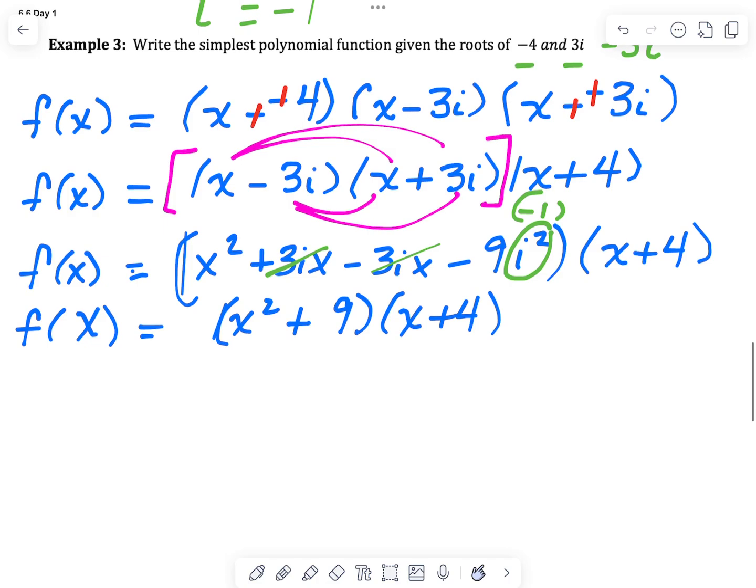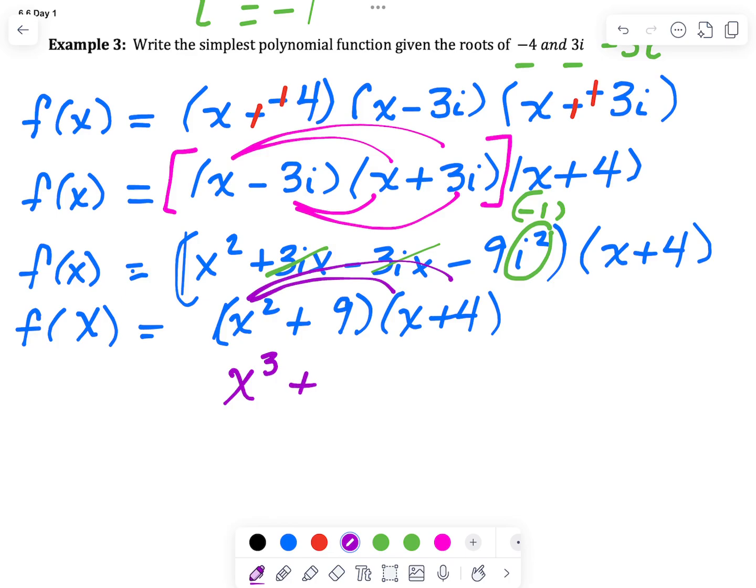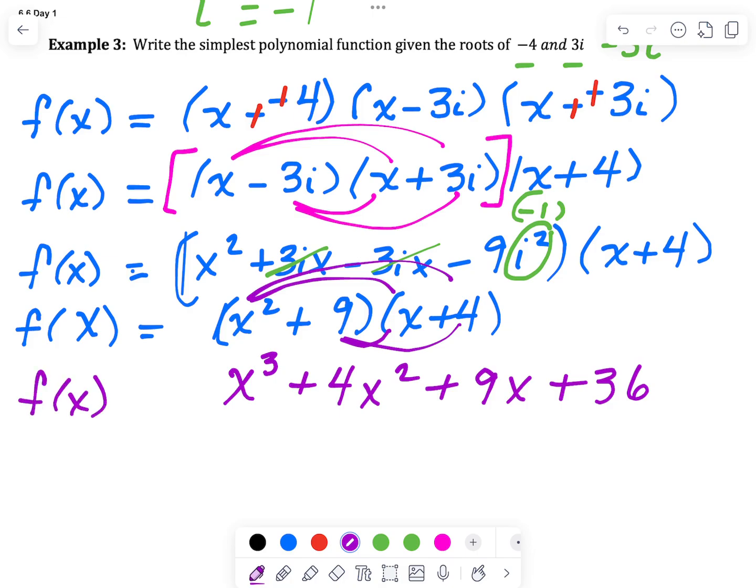All right, now we're going to go ahead and FOIL again. So we'll do first, x to the third, outside 4x squared, inside 9x, last 36. So our function is a cubic polynomial with 4 terms.